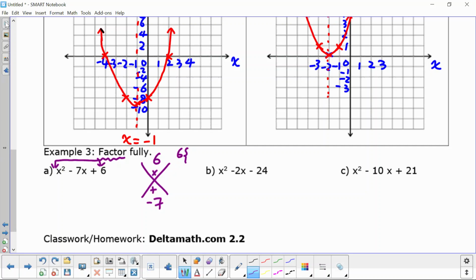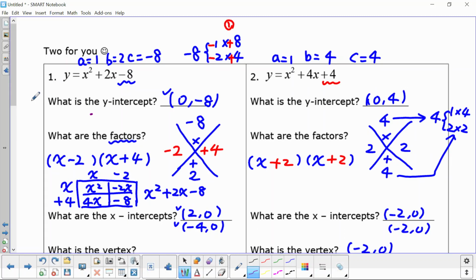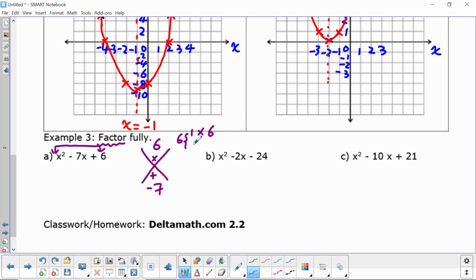So factor number sheet. 6, you have 1 times 6, 2 times 3. The sum is negative, so the larger number will be negative. And the product is positive. These two numbers, negative times negative, give you positive. You need to have the same sign. Then we are going to see which two numbers added together give negative 7. So it will be negative 1, negative 6.